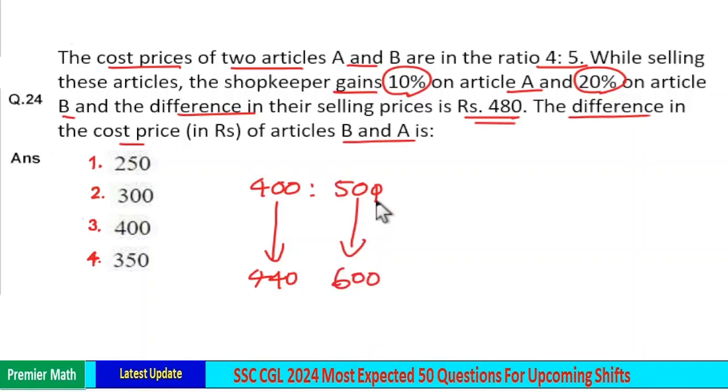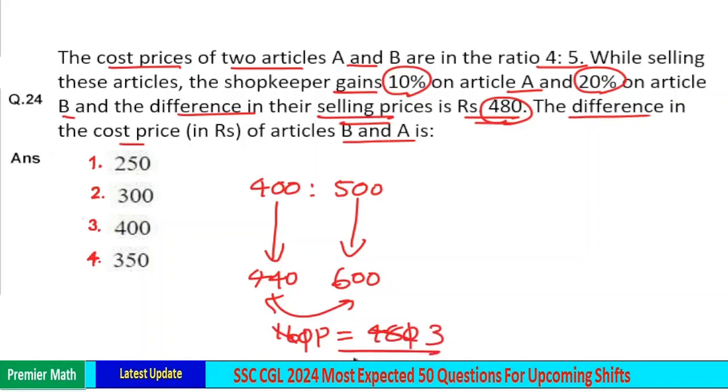Now the question says the difference in selling price is 480. That is, the difference in ratio is equal to 600 minus 440, that is 160 parts. So these 160 parts are given as 480 in the question. Now 0 cancels, 16 goes 3 times in 480. So 1 part is equal to 3. Here we need the difference between cost prices.